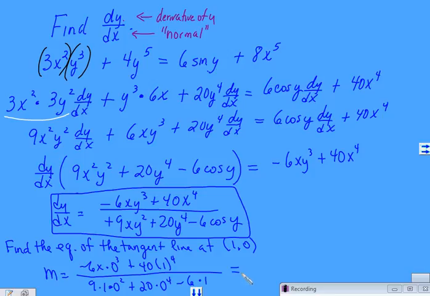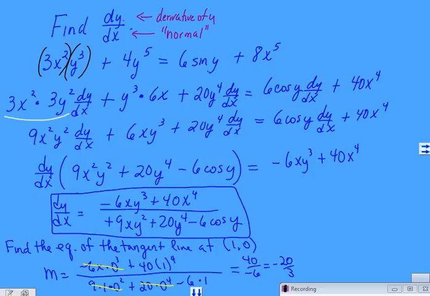Okay, I believe this will simplify pretty nicely. Anything times 0 is gone, so that term's gone, that term's gone, that term's gone, because those all get multiplied by 0. And I believe I would be left with 40 over negative 6, which we could then reduce down to negative 20/3. So ta-da, you got a slope.